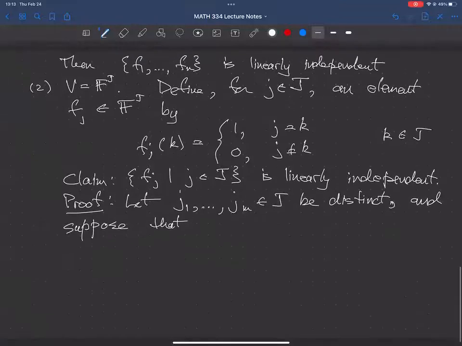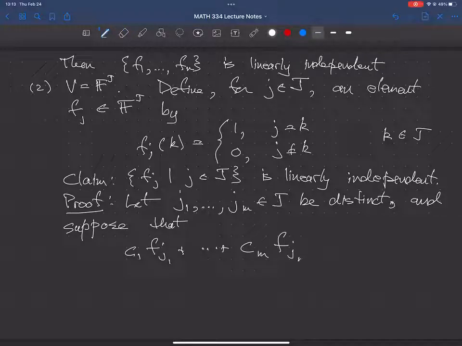Okay, so that means c_1 f_{j_1} plus ... plus c_m f_{j_m}, sorry, I'm using m here, is equal to 0. Now this 0 here is not the scalar 0. It's 0 in this vector space. So 0 in that vector space simply means the 0 function, because the elements of this vector space are functions. So it's the function which maps every element of J to the scalar 0.